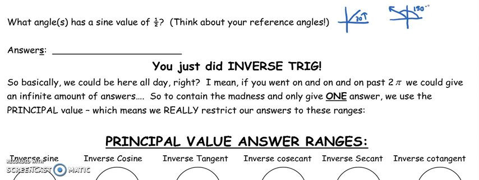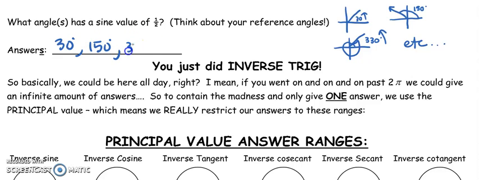It does. I mean, couldn't I also say 330 degrees has a sine value of 1/2? I could go on and on all day, right? So I could say 30 degrees, 150 degrees, 330 degrees, and I could just keep rotating around the unit circle and keep giving you angles until I die to infinity. So this is inverse trig. When I say when is sine 1/2 and you give me an angle, you just did inverse trig.